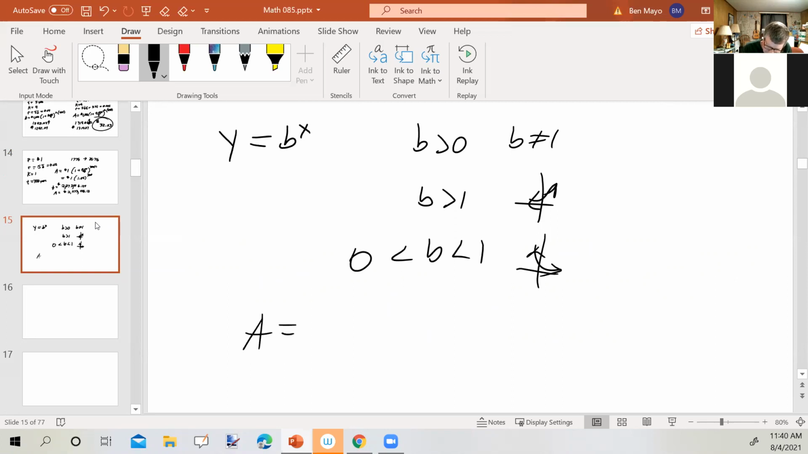And then we've got this compound interest formula where P is the initial amount, R is the annual interest rate, K is the number of compoundings per year, T is the time in years, and A is the final amount.